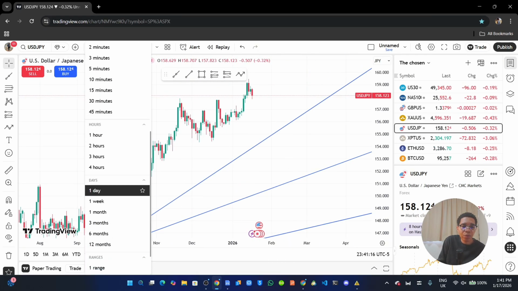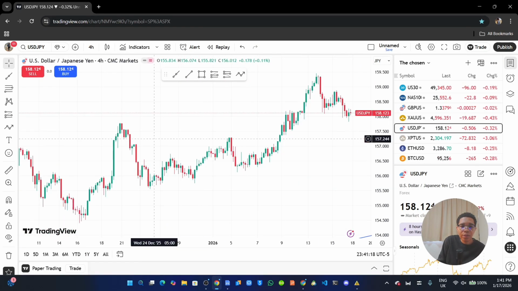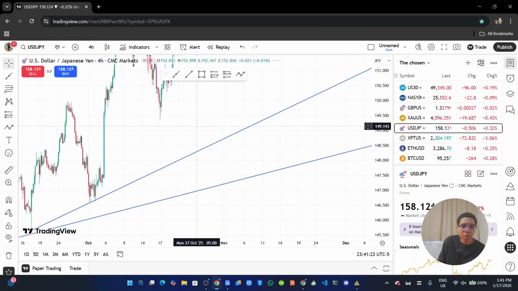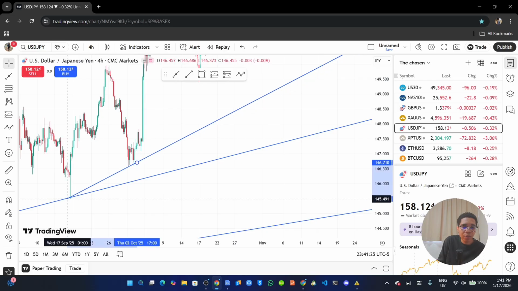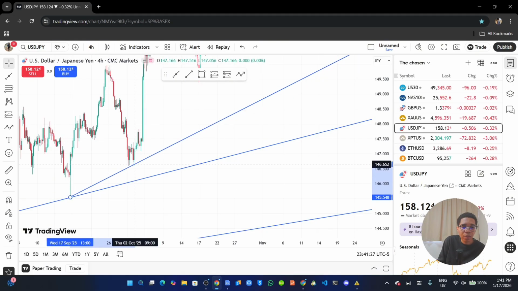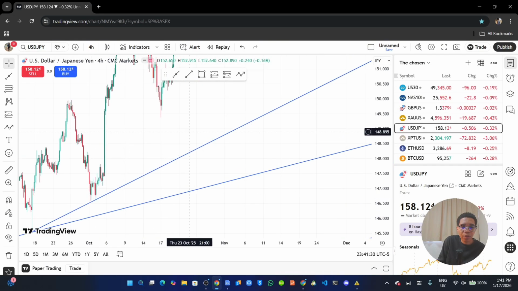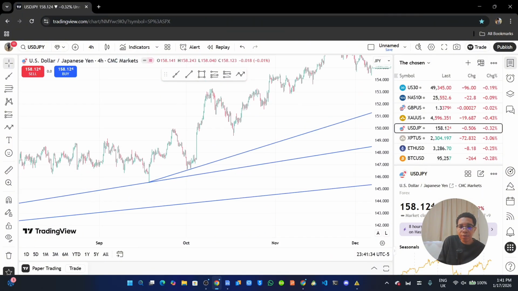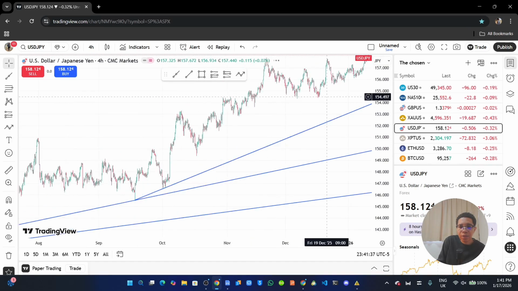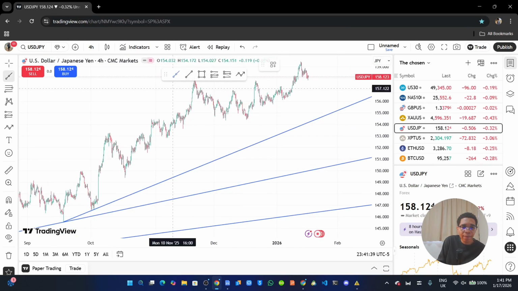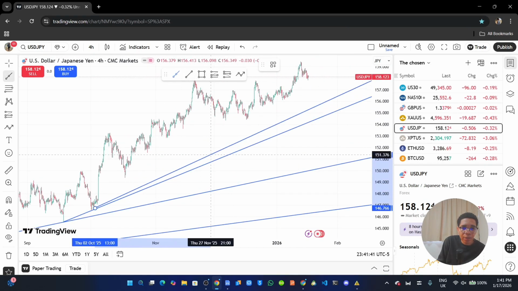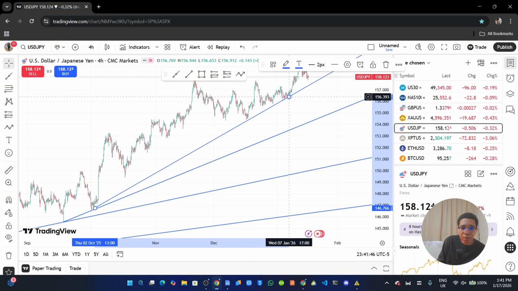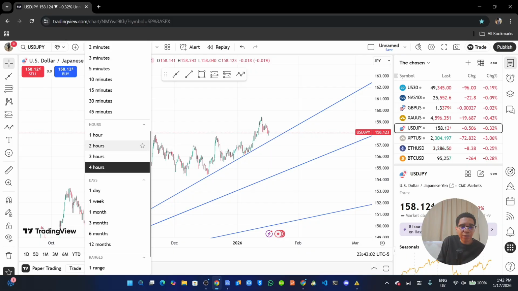Let's go down to the 4H time frame. Let's see if we need to refine anything. Okay, yeah, we need to. Here. There, okay, perfect. Can we go any steeper? Of course we can, right? Here. Okay, it's there. Let's go down to the 1 hour time frame.